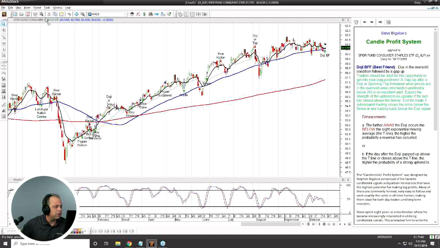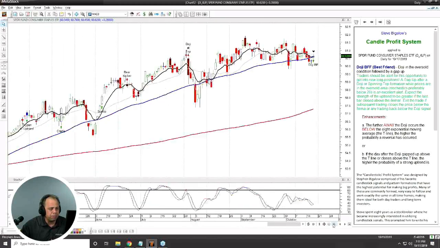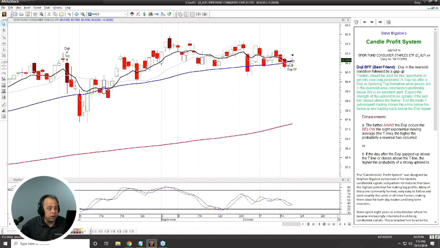So this consumer staples, we had a Doji best friend. Here's that very clear definition for you. Here are the enhancements that you're looking for. This Doji best friend appears to be happening at around a major support level. And if we zoom in a little bit, it did start at the bottom of the T line and moved up. So that one might look pretty good for me.